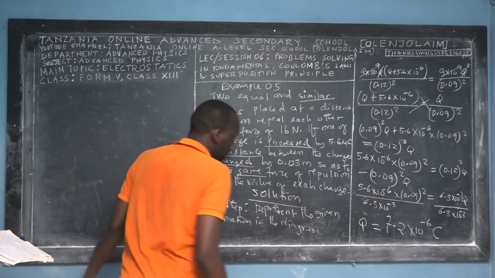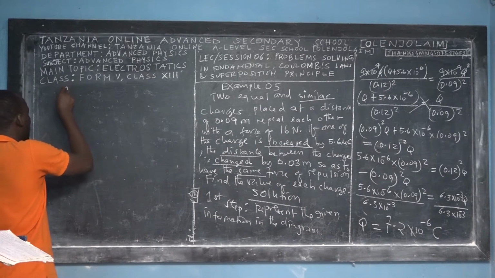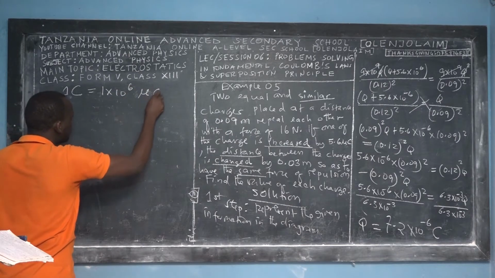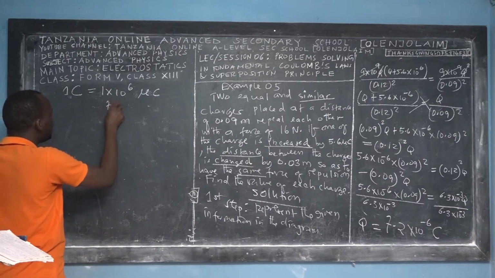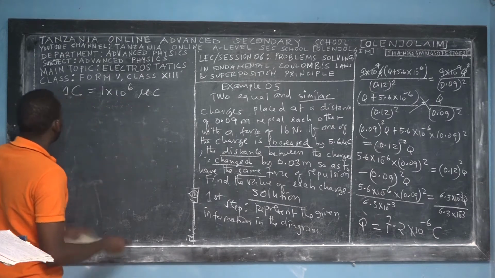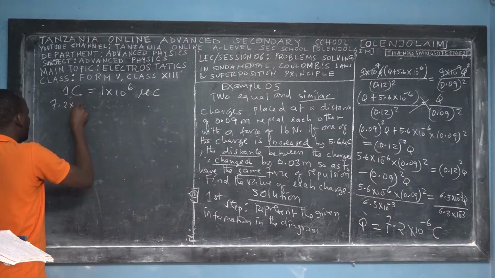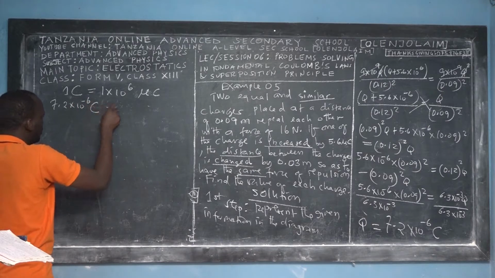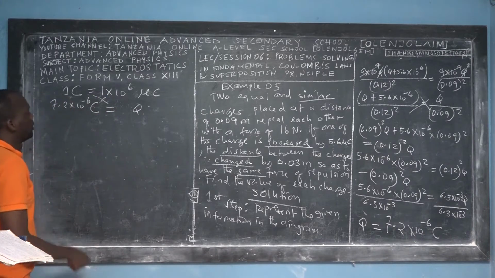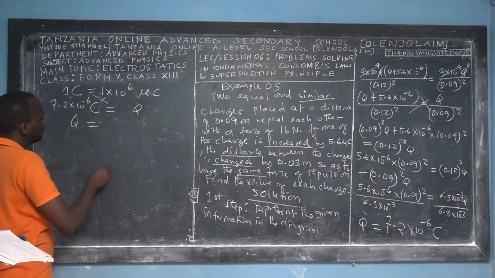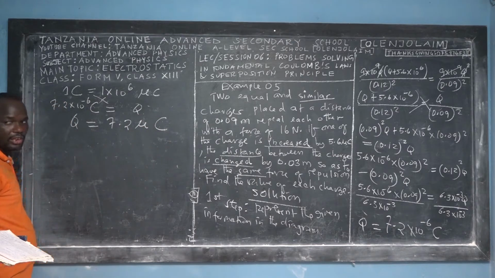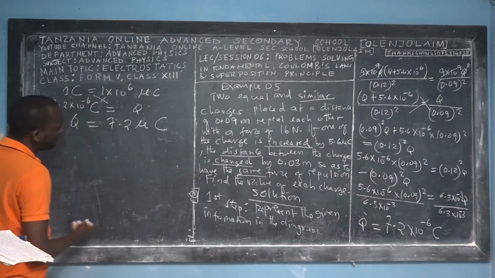Okay. We remember, as I taught you in the previous lectures, that 1 coulomb is equal to 10 to the 6 microcoulomb. So then we have 7.2 times 10 to the negative 6 coulomb. How many microcoulombs is this equal to? If you convert it, you find that the quantity of charge is 7.2 microcoulomb. The question asks you to find the value of each charge.